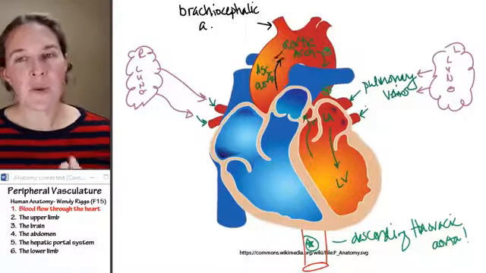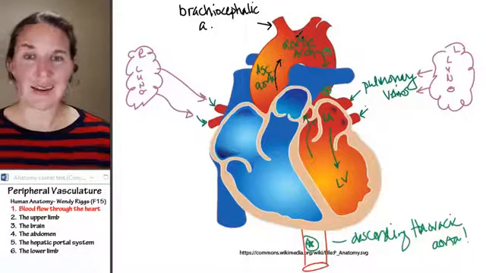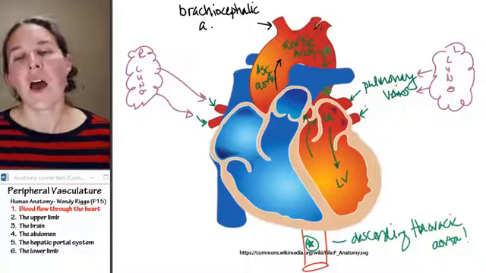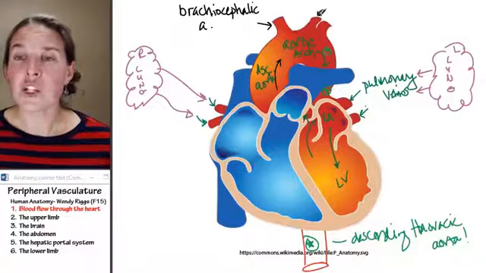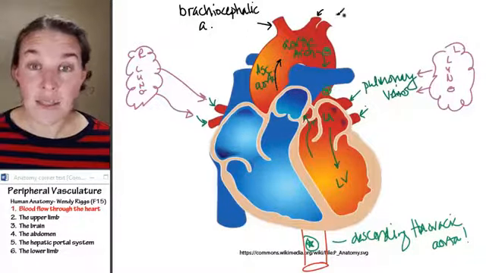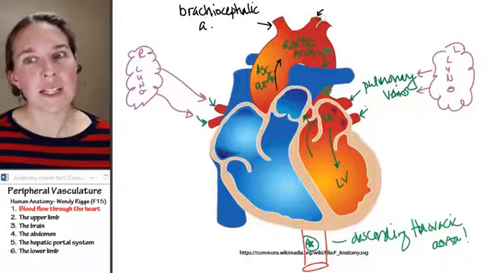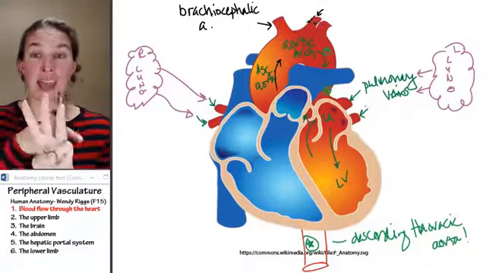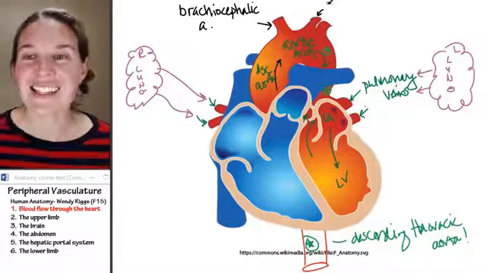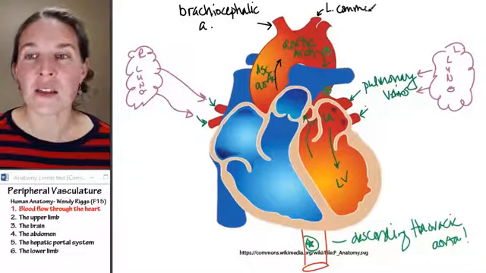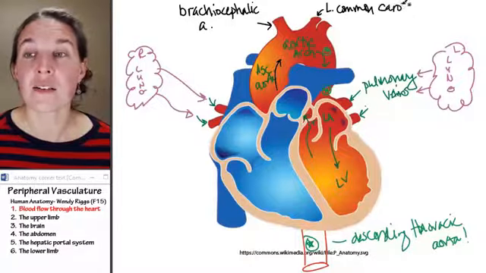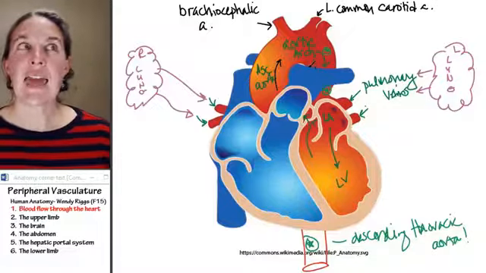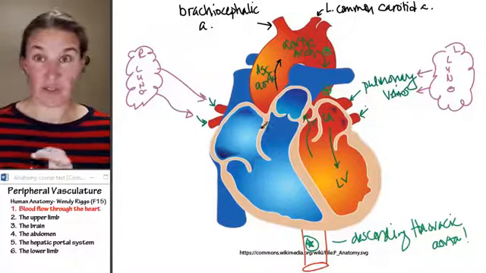My middle branch: if the blood cell is like, dude, I'm not going to the arm or the head on the right side of the body, I want to go somewhere else, I want to go to the head on the left side of the body. Well, in that case, they're going to take the middle off-ramp off of my aortic arch, and that is the left common carotid artery. And that goes to the head. And we've got a whole section of talking about the head.